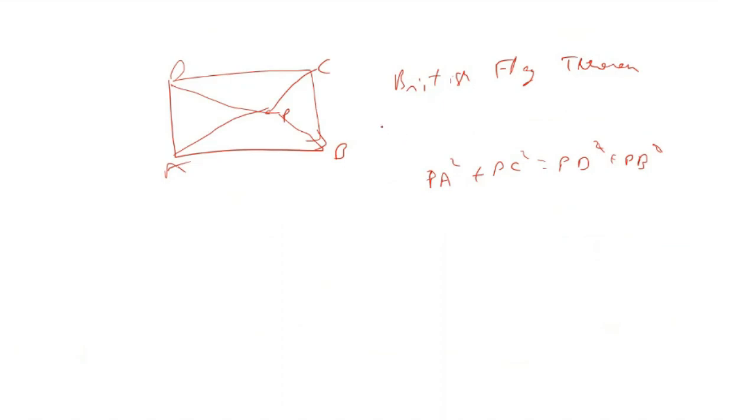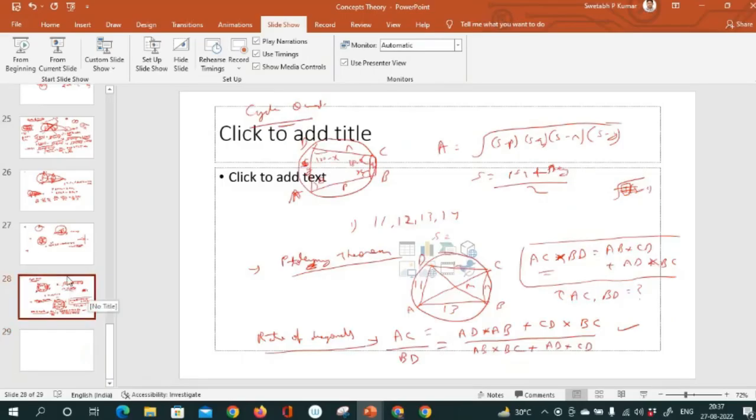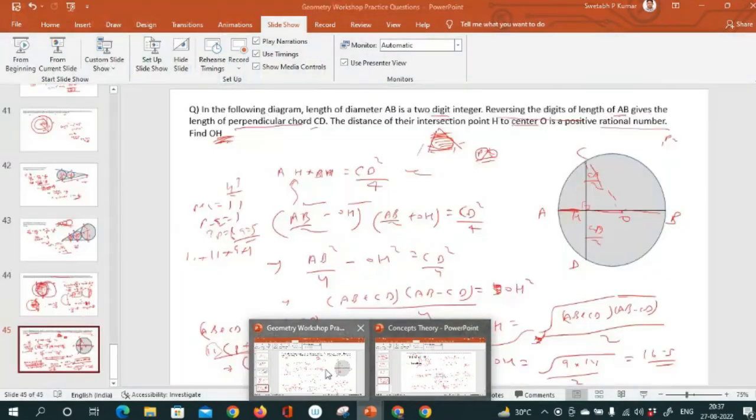This is true for a rectangle as mentioned, and it works for any point. It works even for outside points, believe it or not. If there is a point here, and you join these points, even then it will work. PA square plus PC square will be equal to PD square plus PB square. Obviously, this doesn't fall into the purview of circles, so we haven't covered this. In terms of question coverage, that was all from a circle standpoint.